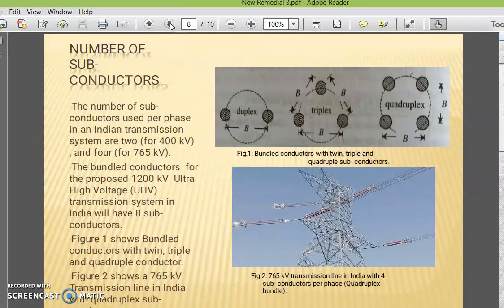Number of subconductors, that is duplex, triplex, quadruplex. This is the diagram of a 765 kV transmission line in India with 4 subconductors per phase.